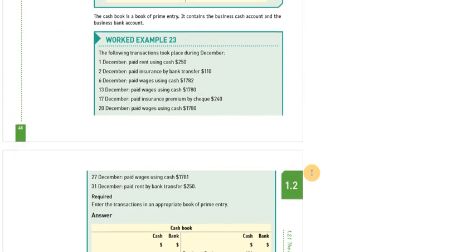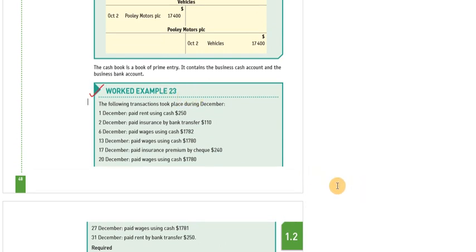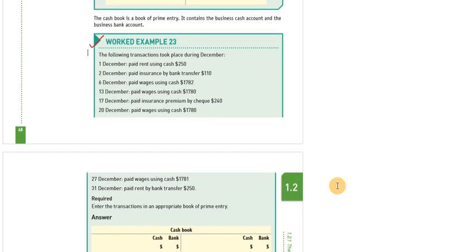Now the next work example is work example 23. This is also a similar example to example 22. So here are some business transactions, and finally we read the requirement. What should we do? Enter the transactions in the appropriate books of prime entry. So we have to enter these transactions in the relevant book of prime entry.